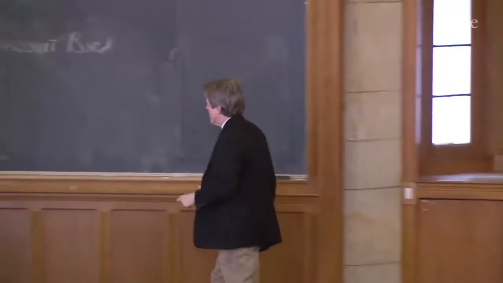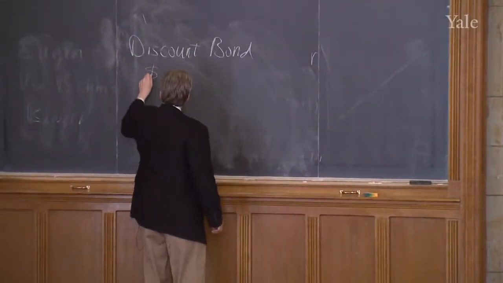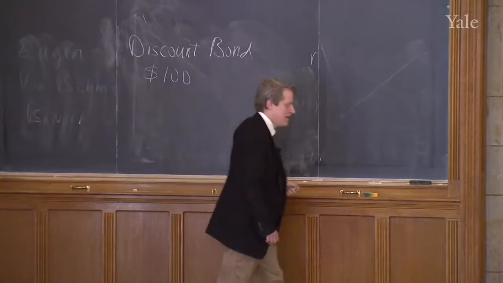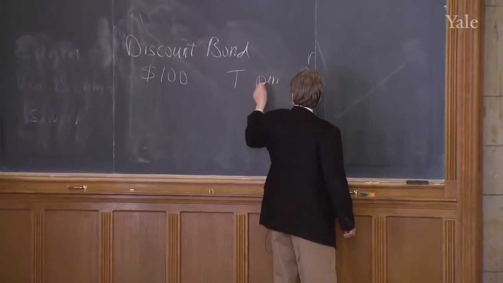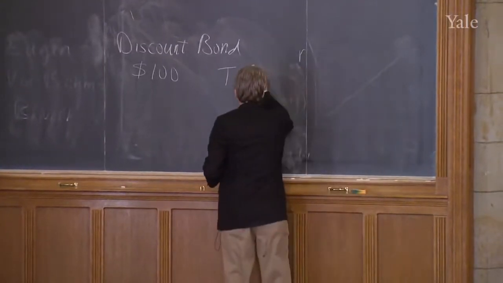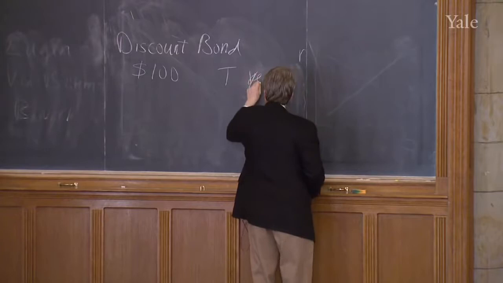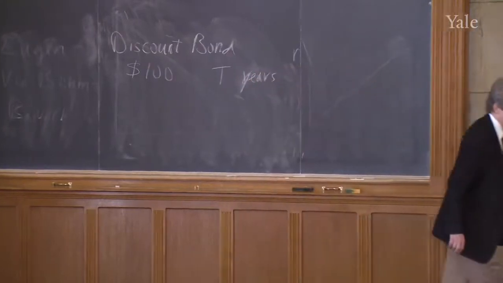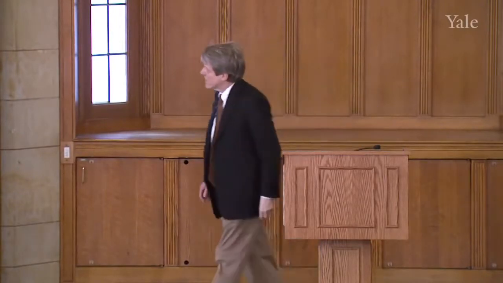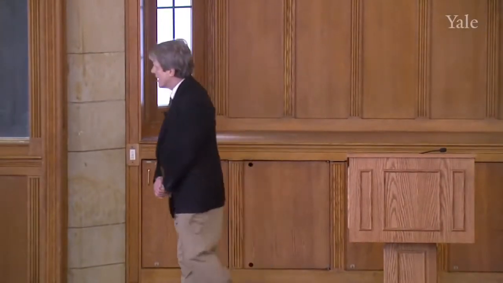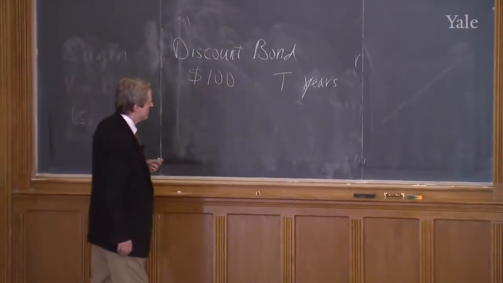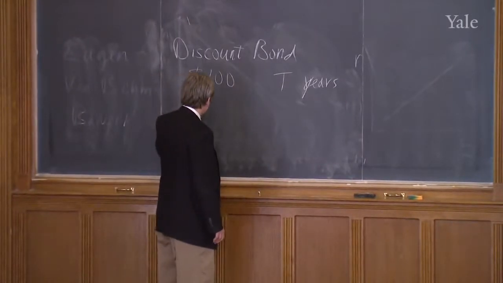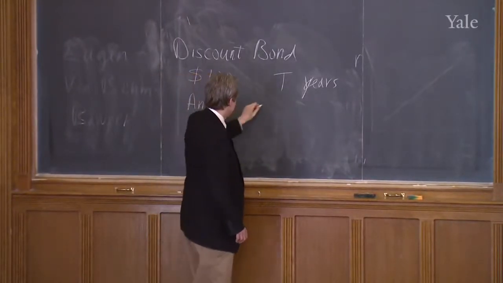So let's say that it's worth $100 in T periods, and T years. I'll say T years, with a capital T. Well, so what is a discount bond worth today? And now, we have an issue of compounding, which I want to come to in a minute, but let's assume, first of all, that we're using annual compounding, and T is in years.